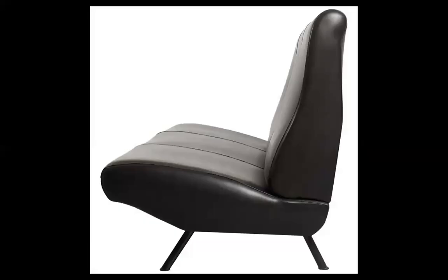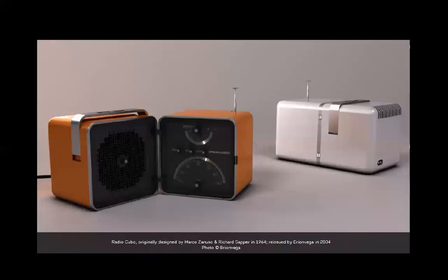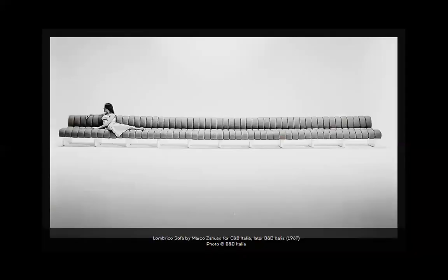A chair, or a sitting, I don't know, it's maybe a little more than a chair. Again, I think those speakers that I have are very much in this spirit. I look at this and it's almost identical. It's probably a design inspired by Marco Zanuso. Now look at this incredible sofa, the Lombrico sofa by Marco Zanuso, 1967, quite long, isn't it? Certainly for public spaces, you can't accommodate this sofa in a studio easily, or even in a common apartment. No, it's for public spaces.